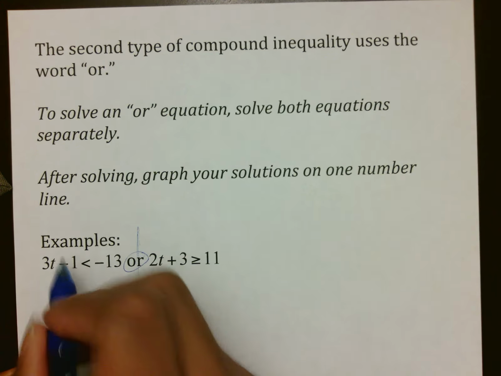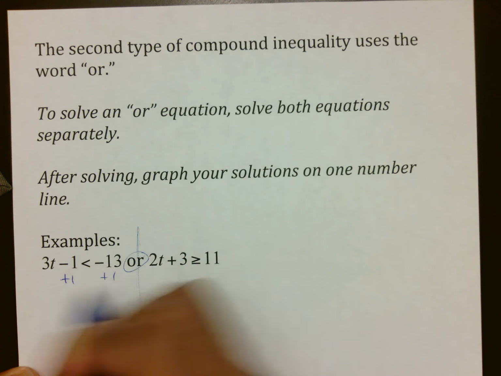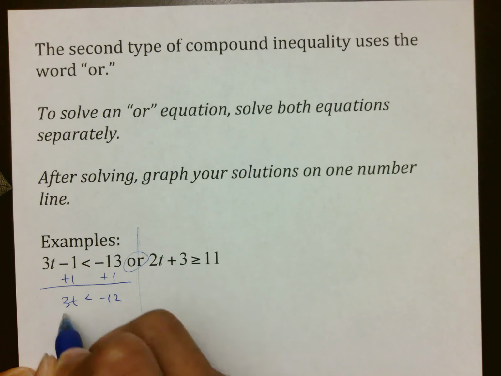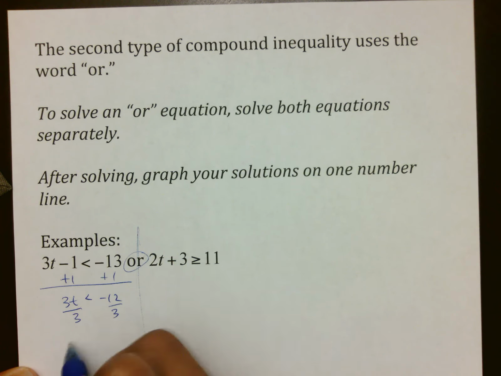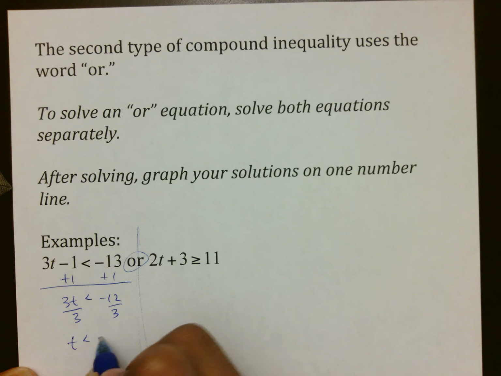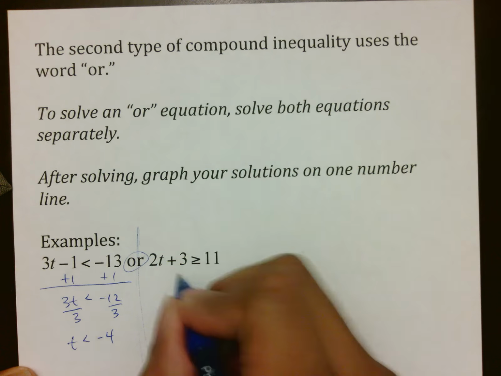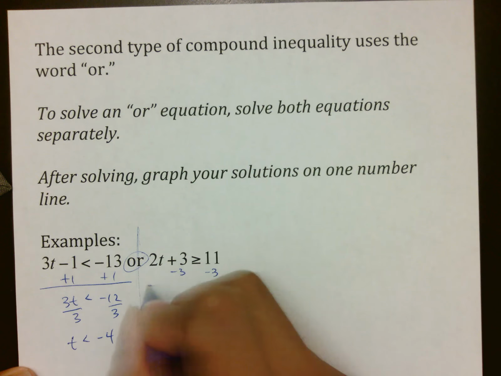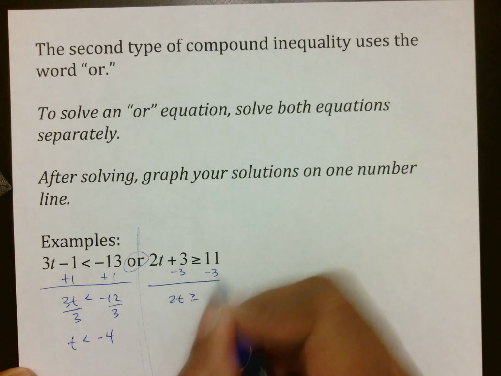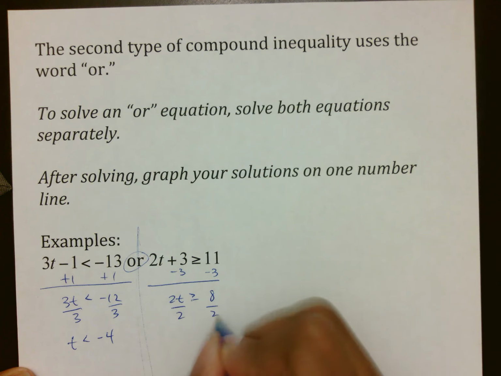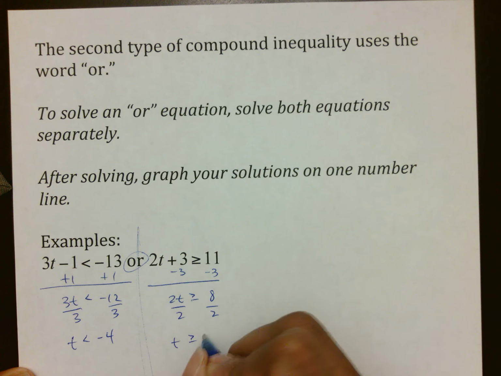And so what we're going to do is work this one out by adding 1 to both sides, bringing down 3t less than negative 12, dividing by 3, with t being less than negative 4. Then we come over here and work this one out. So we do minus 3, minus 3. We have 2t is greater than or equal to 8. We then divide by 2, getting t is greater than or equal to 4.